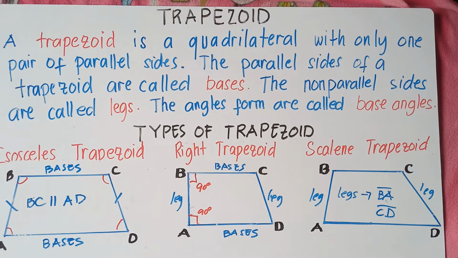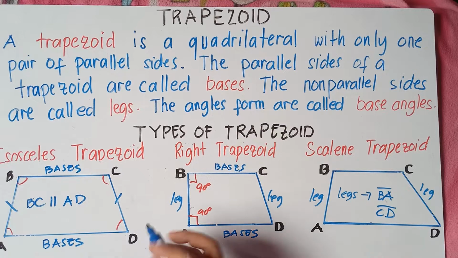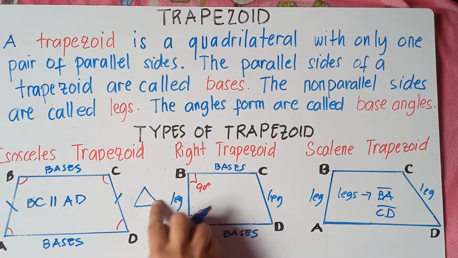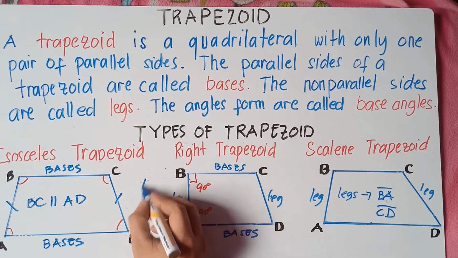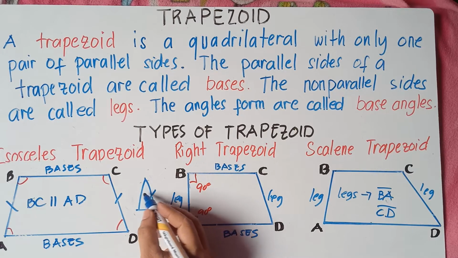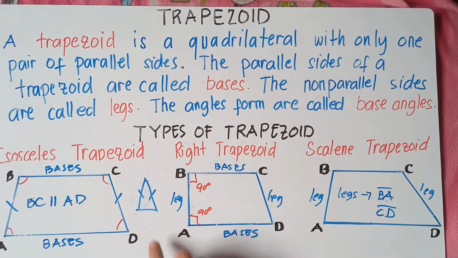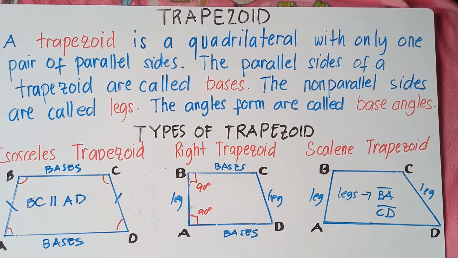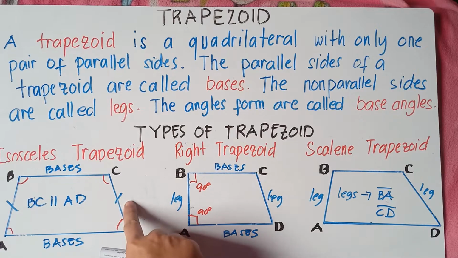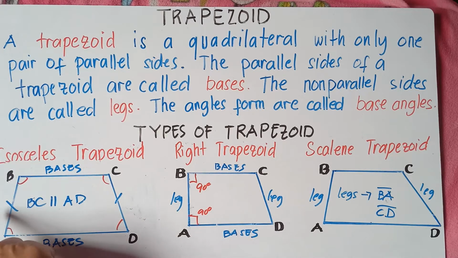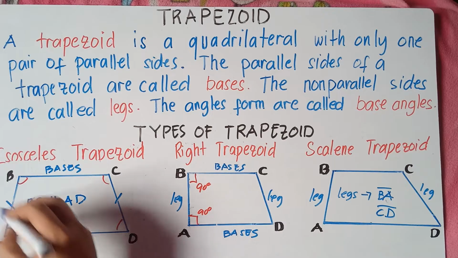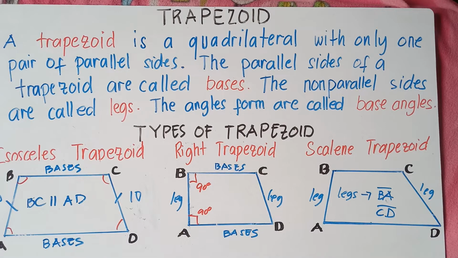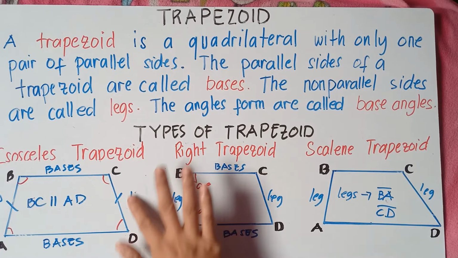Isosceles trapezoid is the same as isosceles triangle. If you still remember the isosceles triangle, this side right here is congruent to this side. That's the definition of isosceles triangle. Now in an isosceles trapezoid, this side right here is congruent to side BA. So if BA is 10, therefore CD should be 10 because that is an isosceles trapezoid.